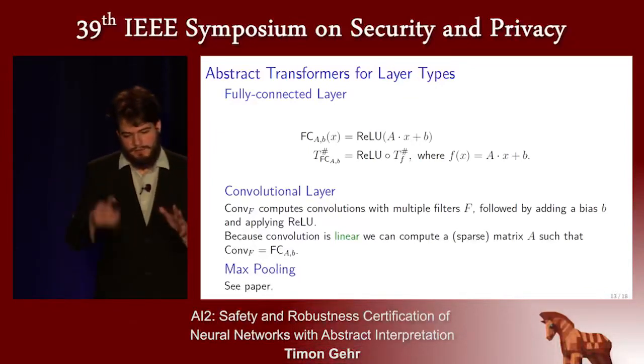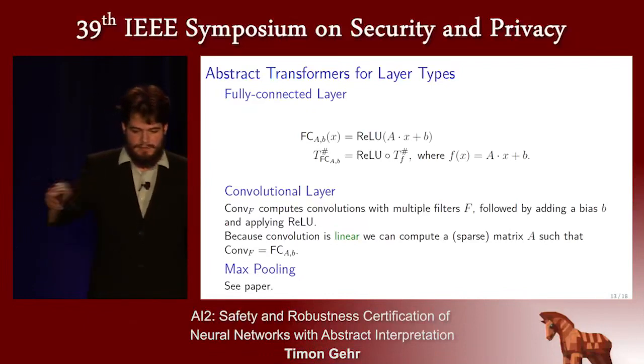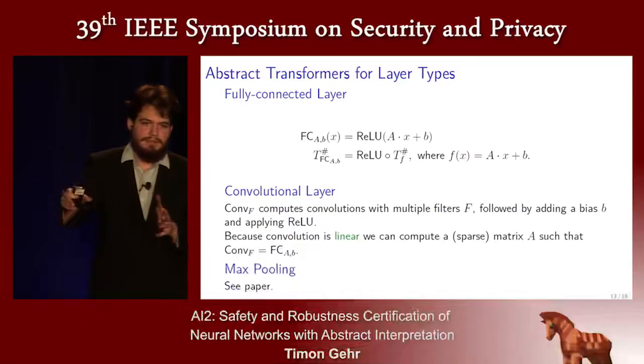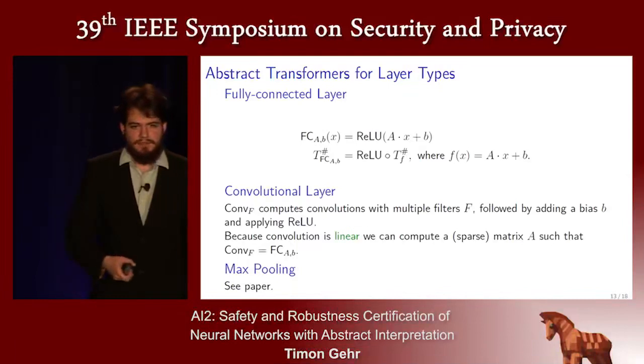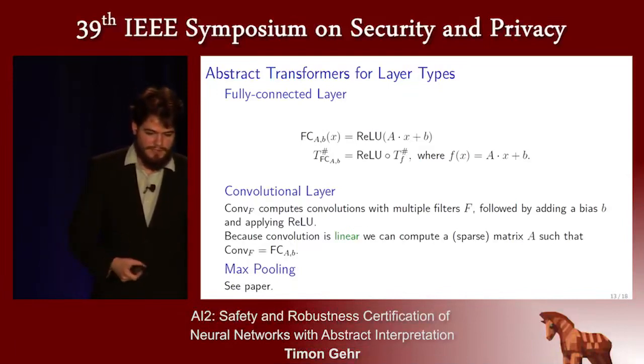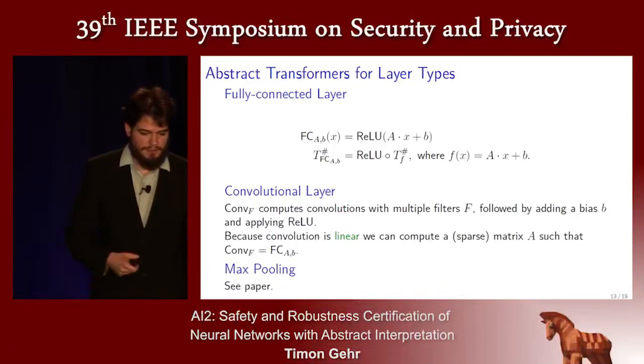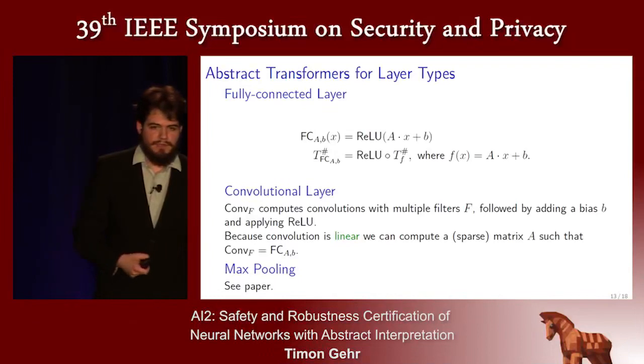Then there are also convolutional layers. Neural networks sometimes convolve a given layer with multiple filters. These filters are actually just linear functions, so we can obtain a sparse matrix such that this convolutional layer is equivalent to a fully connected layer, and then we use the same approach. And we also have max pooling layers, but in the interest of time, you can see the paper if you're interested.